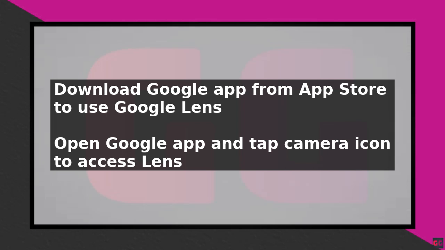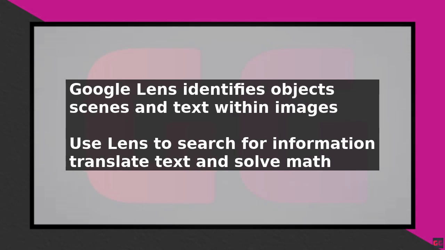To use Google Lens, simply point your camera at an object or scene and tap on the screen to focus. Google Lens will then identify the object and provide you with relevant information. For example, if you point your camera at a flower, Google Lens can identify the type of flower and provide you with information about it, such as its scientific name and how to care for it.